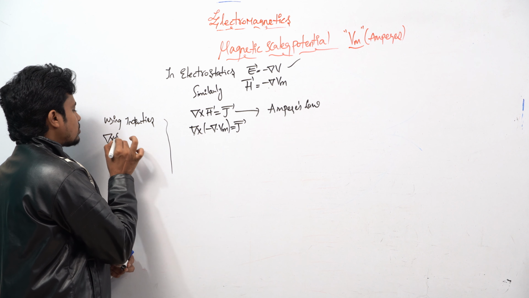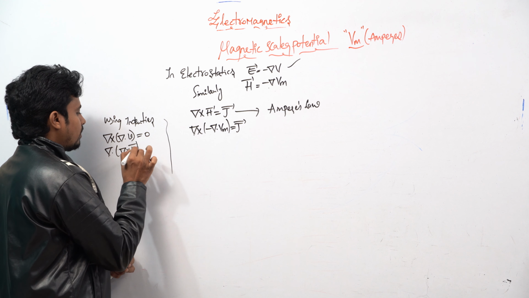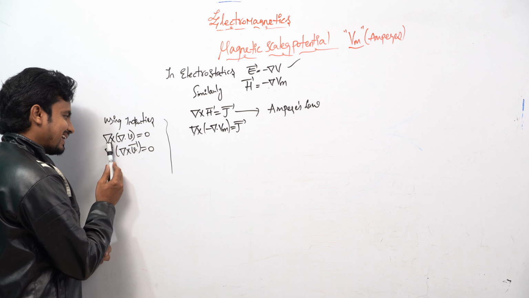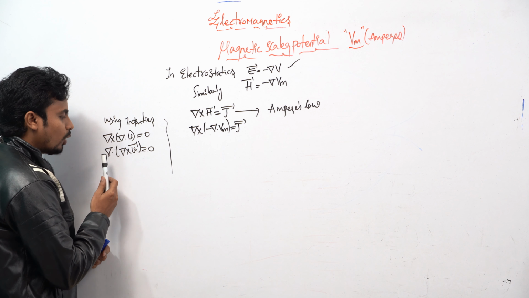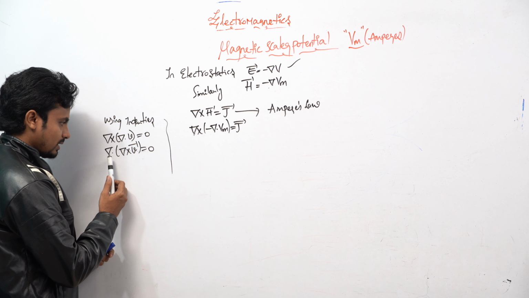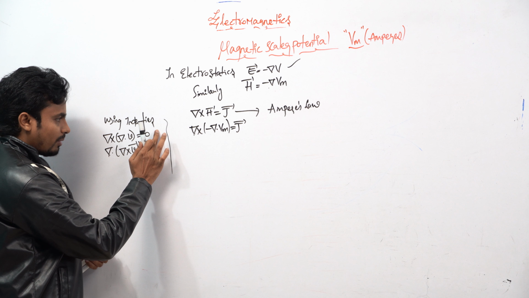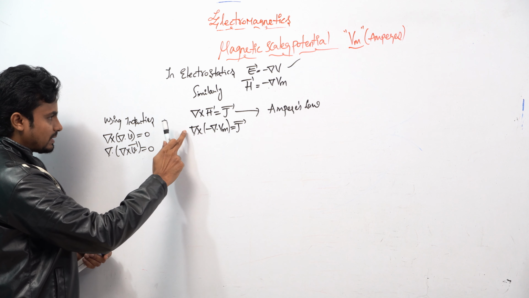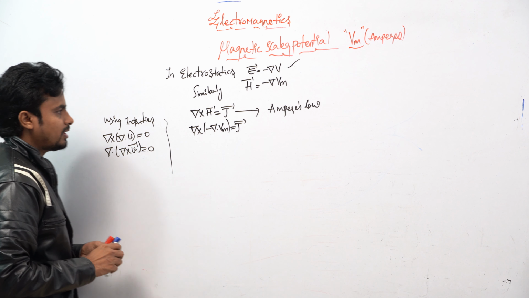Here, the identities are: del cross of del V is equal to 0, and del dot of del cross V bar is equal to 0. That is, the curl of the gradient of a scalar is equal to 0, and the divergence of the curl of a vector is equal to 0. Here you can observe both of these identities. This case and this case are similar. How much will you get? Your answer is 0.